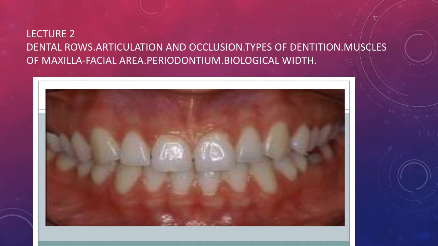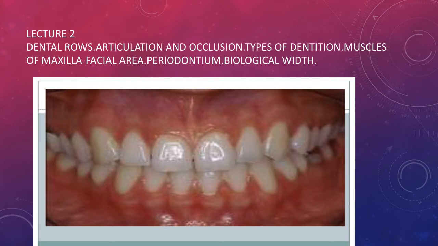Eruption of the central incisor in the maxilla is at 7 and 8 years, and the mandibular central incisor at 6 and 7 years. The lateral incisor from the maxilla erupts at 8 and 9 years, in the mandible at 7 and 8 years. The canine from the maxilla erupts at 11 and 12 years, and from the mandible at 9 and 10 years. The first premolar from the maxilla erupts at 10 and 11 years, and from the mandible at 10 and 12 years.